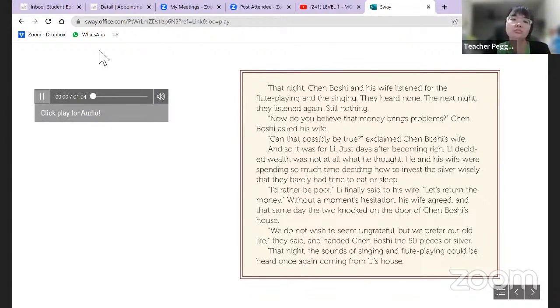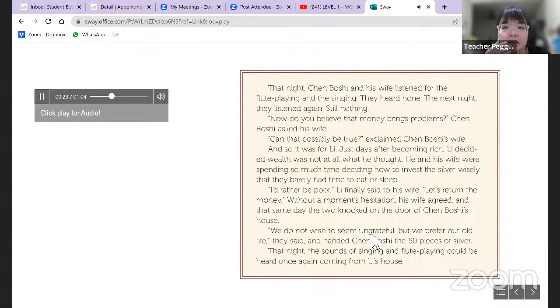That night, Chenboshi and his wife listened for the flute playing and the singing. They heard none. The next night they listened again. Still nothing. "Now do you believe that money brings problems?" Chenboshi asked his wife. "Can that possibly be true?" exclaimed Chenboshi's wife.